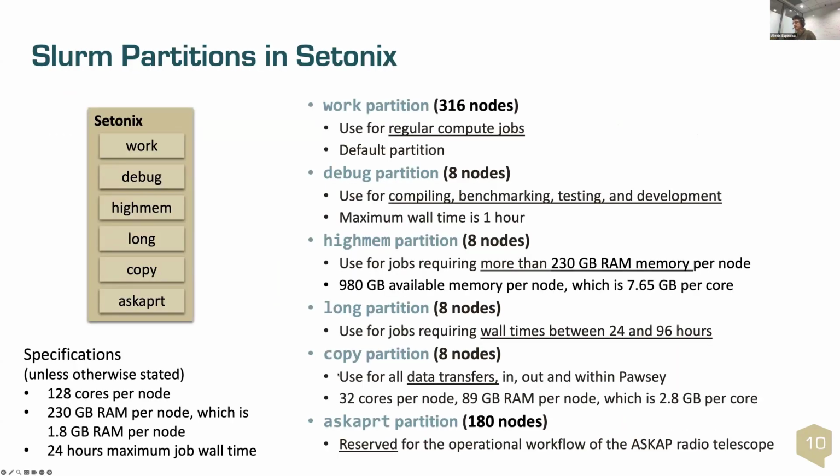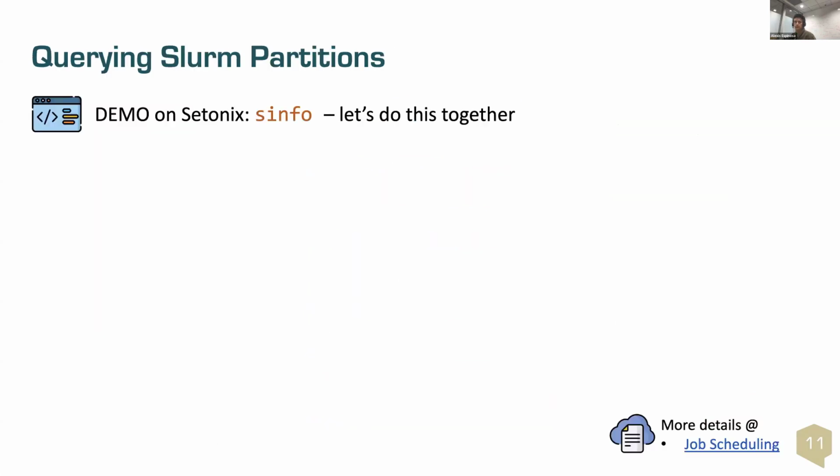As I mentioned, this is for doing data transfers when you are in Setonix. You can execute a job that is going to grab data from somewhere and bring it to Setonix, or from Acacia and bring it to the scratch. So you use the copy partition for that, and the partition for the astronomers.